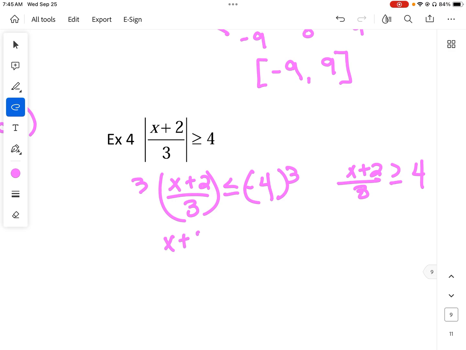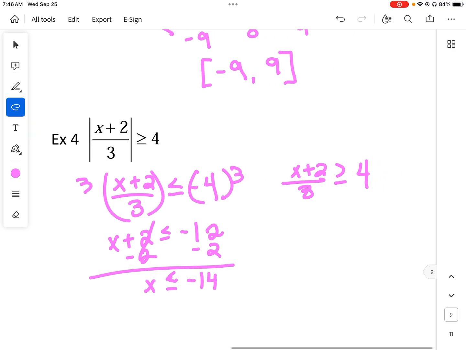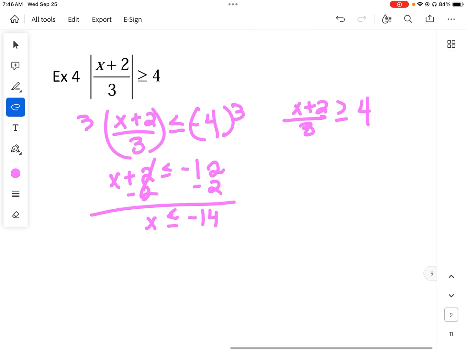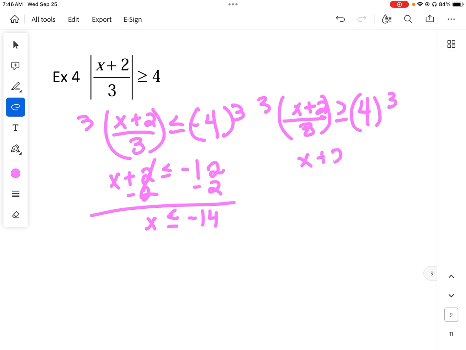So x plus 2 is less than or equal to negative 12, minus 2. x is less than or equal to negative 14. The next one, multiply by 3. x plus 2 is greater than or equal to 12, minus 2. x is greater than or equal to 10.